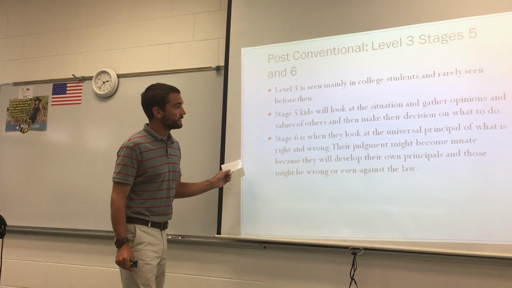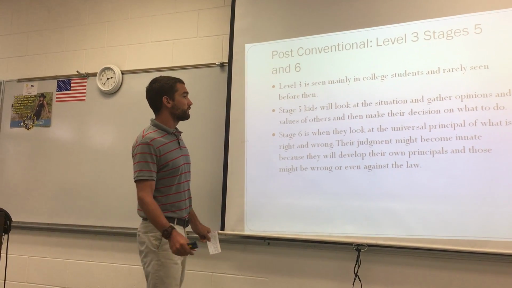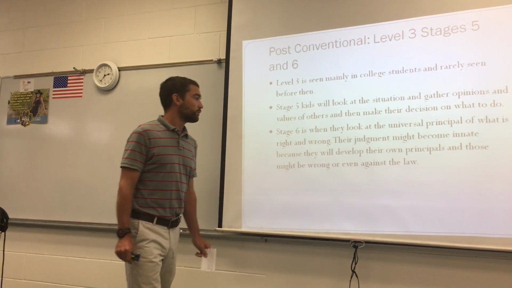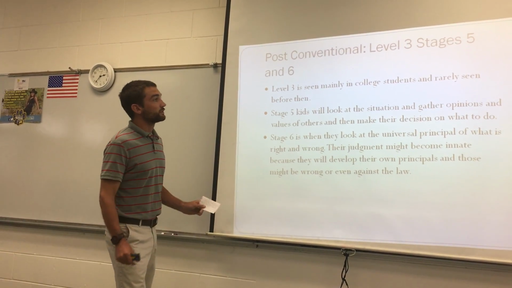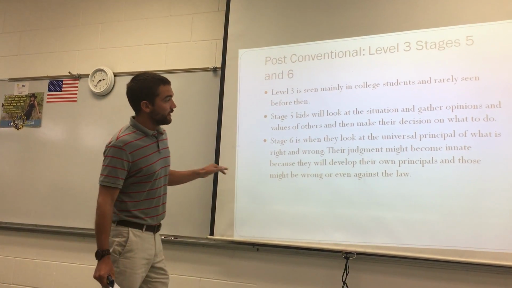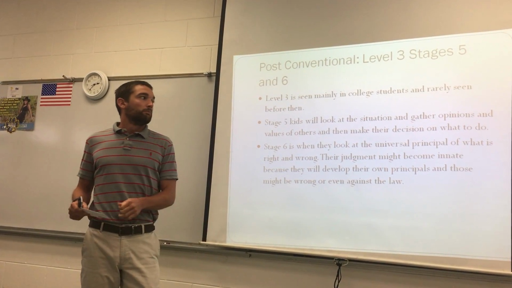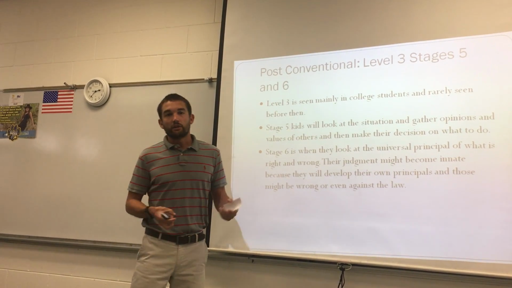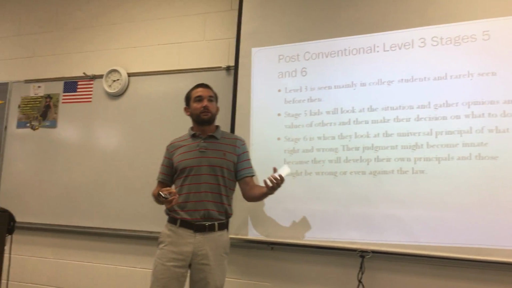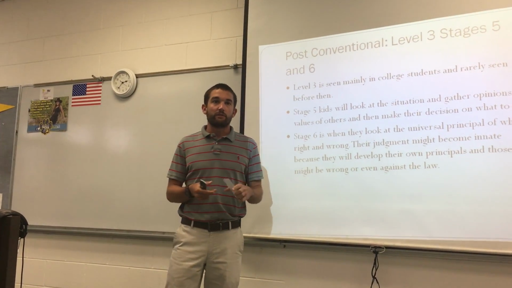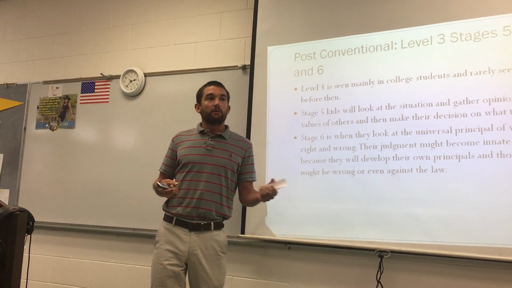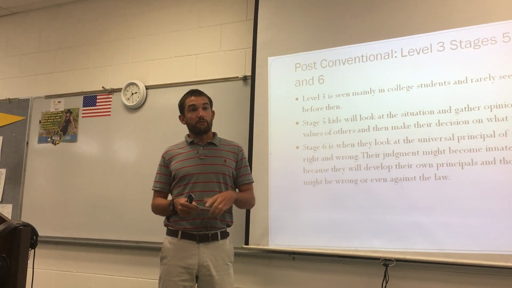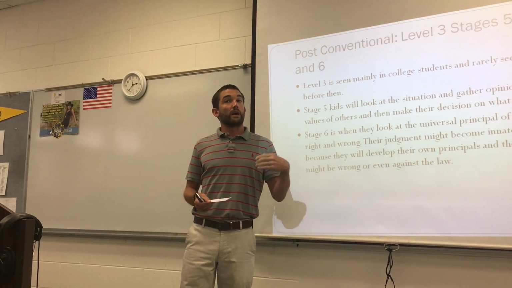And the last stage, stage 6, is when they look at the universal principle of what is right and wrong. Their judgment might become innate because they will develop their own principles, and those might be wrong or even against the law. This is seen mainly in college students. So this is where they think, I'm not like society, so I'm not going to do what society says because I don't believe in it. An example would be a law that they don't believe in; even though it's a law, they will break it because they do not believe in it. That's not what is morally right to them.